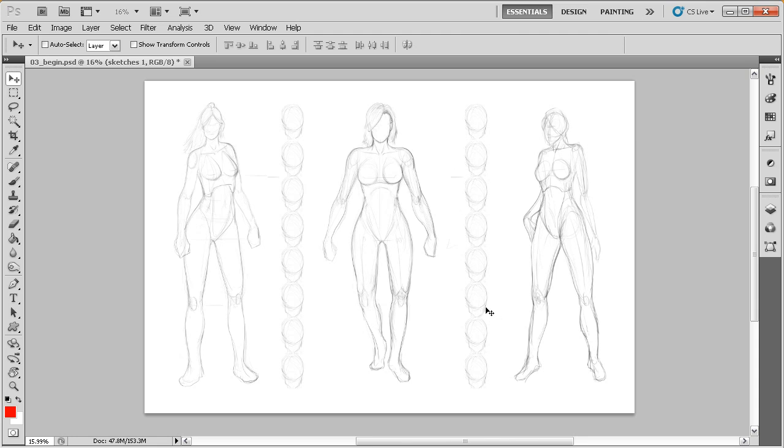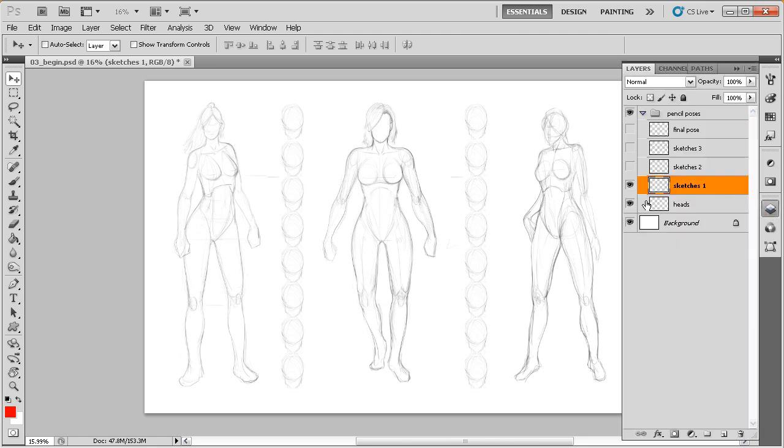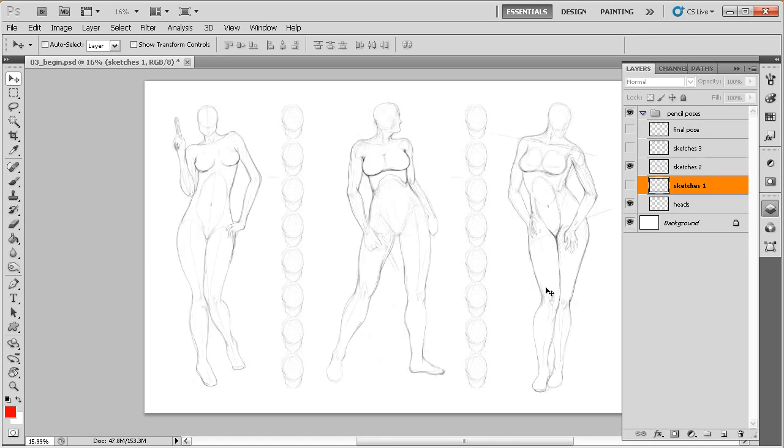So with that said, let's flip through and take a look at some of these other sketches. Again, these are done really, really quickly, and I know that I'm going to be painting over these, and this line work is going to disappear. So these are really just to be used as reference moving forward.